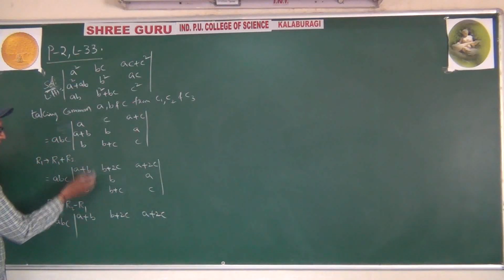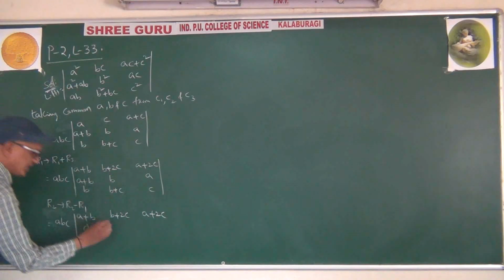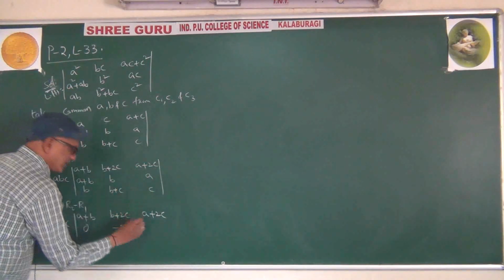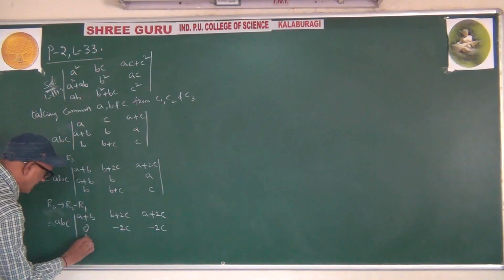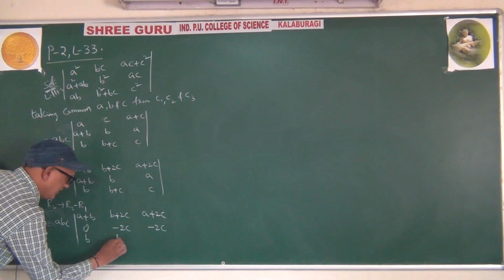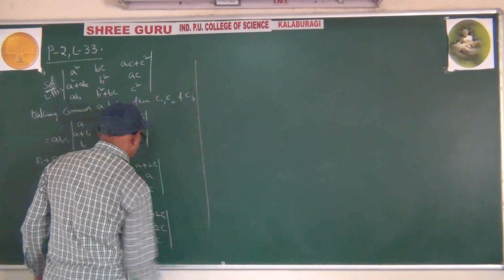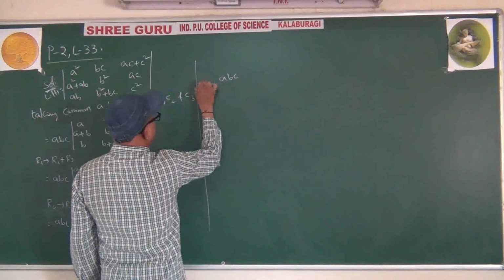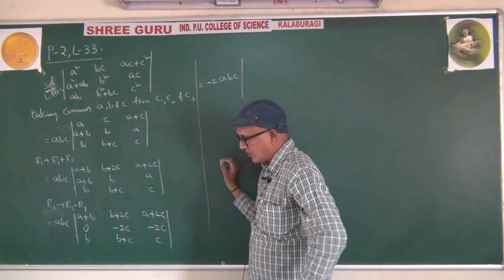Second row minus first row: a plus b minus a plus b, 0. b minus 2c, minus 2c. a minus 2c, minus 2c. b, this will be as it is. R2 only we are changing. Okay? abc is outside, keep as it is. We can take minus 2 common from second row. Minus 2 common from second row. Right?